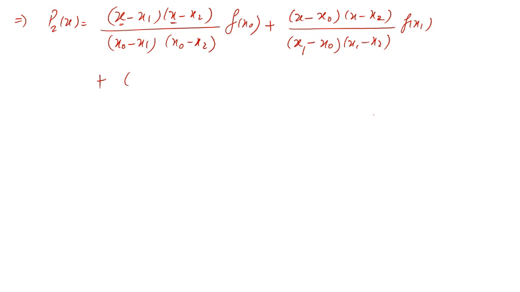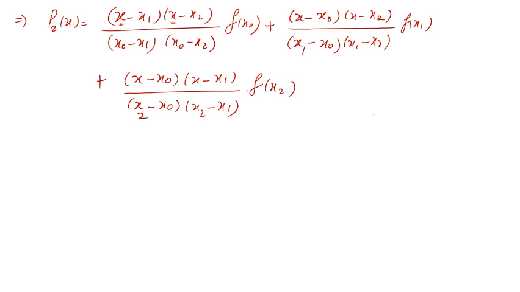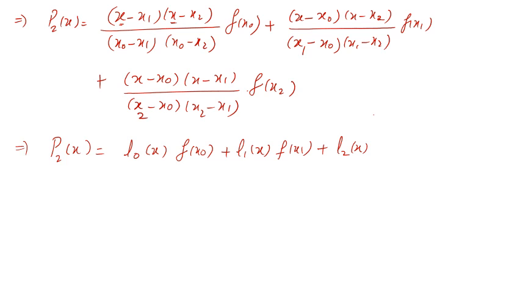And in the third term you delete the difference x minus x2, write the remaining two differences, product, and replace x by x2 minus x0, x2 minus x1, multiplied by f of x2. And the entire thing can be written in a simplified form: l0 of x into f of x0 plus l1 of x into f of x1 plus l2 of x into f of x2.